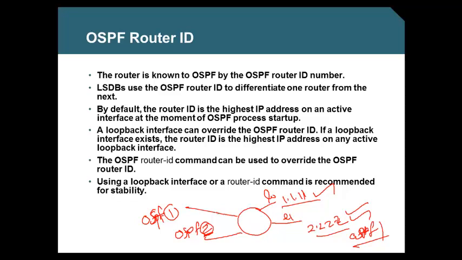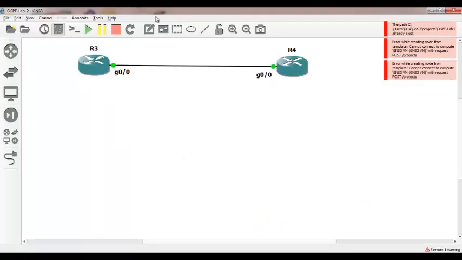I want to show you this. Yeah, we're going to use this. Just two routers to understand the router ID thing. 101.1/32. This I'll put it here. So on router 3, I don't have any loopback interface.